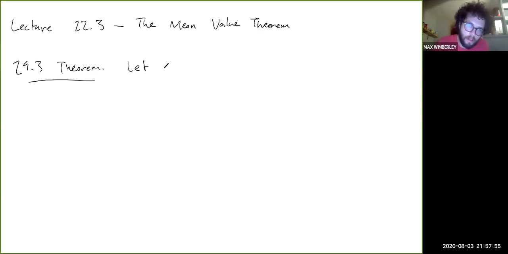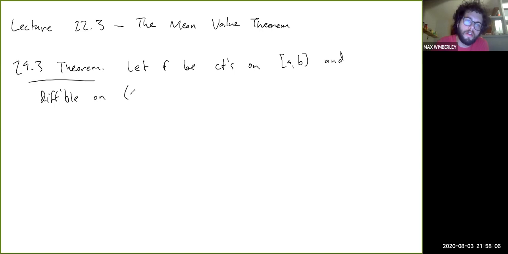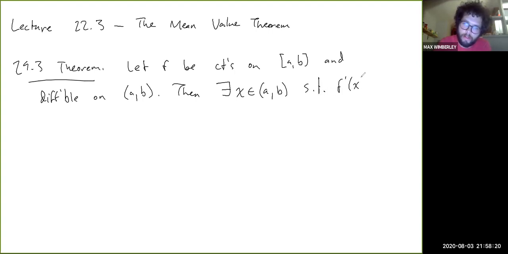Let f be continuous on [a, b] and differentiable on (a, b), then there exists an x in the open interval (a, b) such that f prime of x equals f of b minus f of a over b minus a.